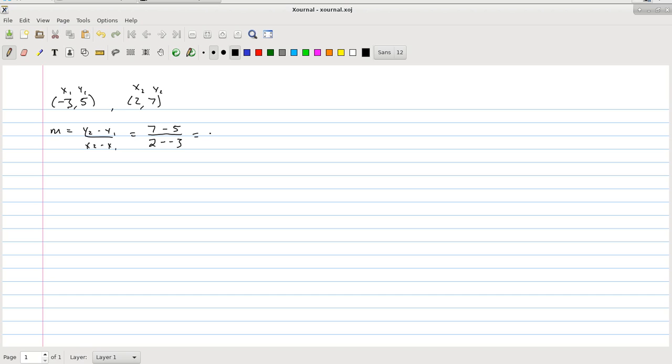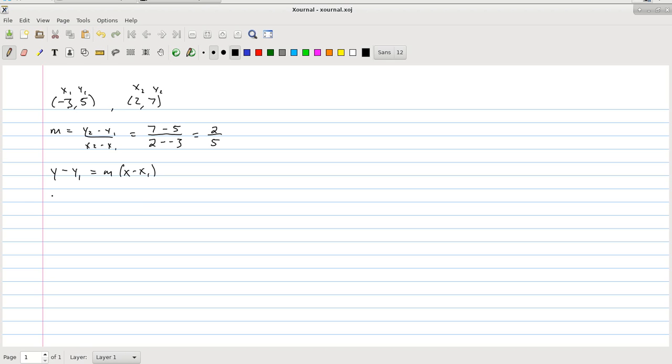So on the numerator we've got 7 subtract 5, which is 2. In the denominator, 2 subtract negative 3 is the same as 2 plus 3, which is 5. We have the slope, and we have at least one point. We can now use the point-slope formula, which is y minus y1 equals m times x minus x1.